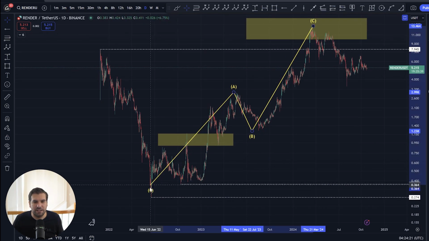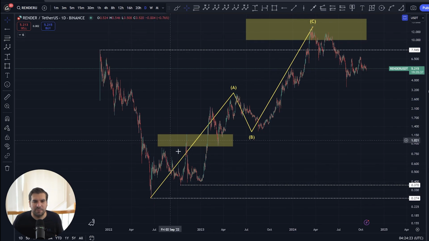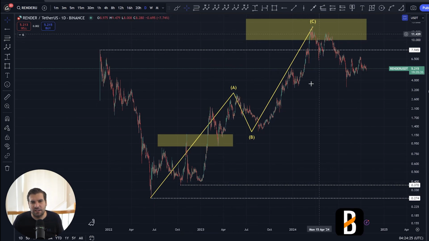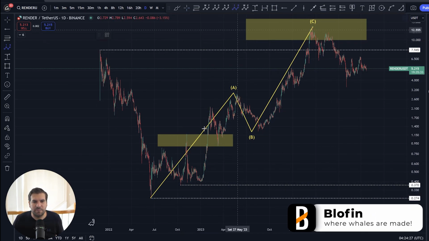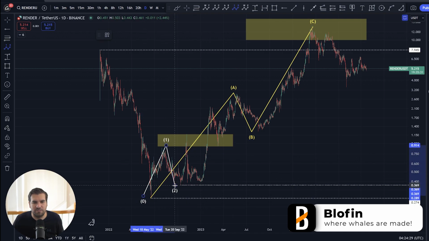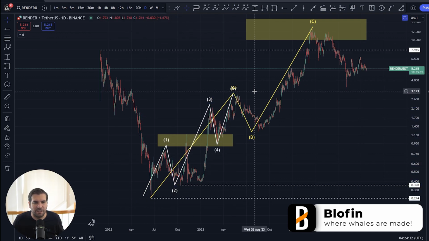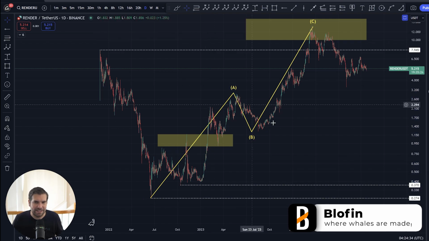For argument's sake, we could even take this one down here and say that we have a kind of diagonal pattern, then an impulsive one. Okay, and for the most part, it doesn't matter so much. We can just do this to help you understand it in a little bit more layman's terms. But basically, A, B, and C structure.